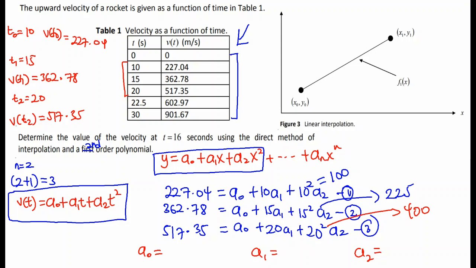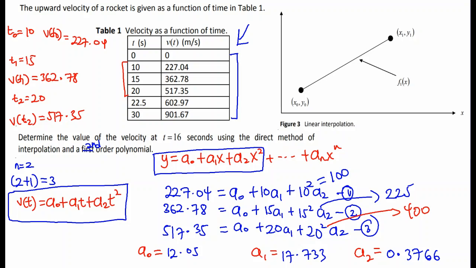So you press mode, you go to 5, which is the equations, and then we have 3 unknowns here, so I'll choose the second option. Let's input 1, 10, 100, equal to 227.04. Then 1, 15, 225, equal to 362.78. And then 1, 20, 400, equal to 517.35. After solving all these three equations simultaneously, we got a naught equal to 12.05, a1 equal to 17.733, and a2 equal to 0.3766.